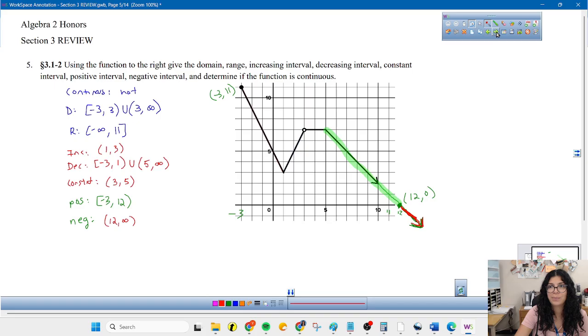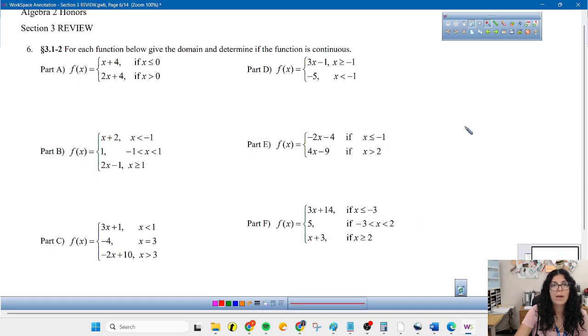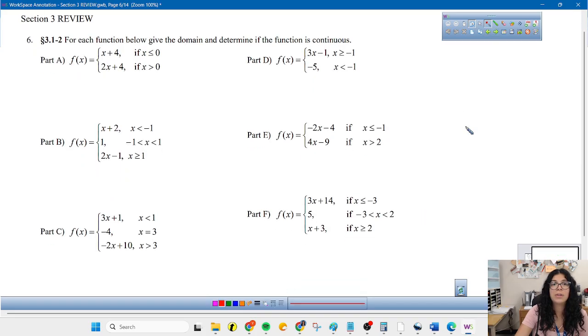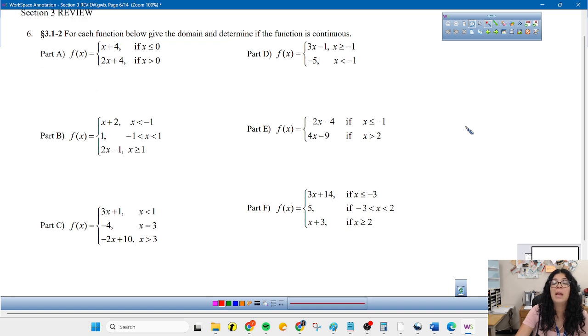All right, number 6. For each of the functions, we're going to go ahead and give the domain and determine is it continuous or not. Okay, well, the domain on part A, notice that I am using part of this line when x is less than or equal to 0, and then I'm using this other line to the right of 0. So I have a domain that is negative infinity to positive infinity.